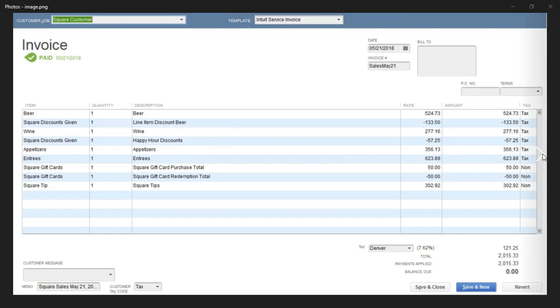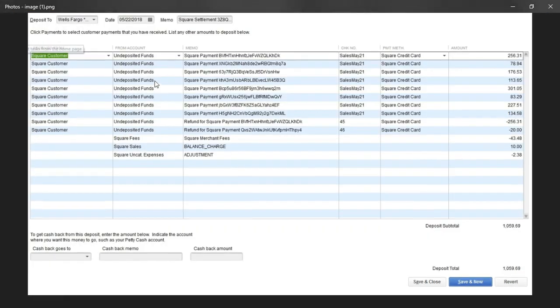With Square, we also transfer over a deposit for the credit card payments, and this deposit will include the Square fees. This concludes the overview for Commerce Sync for Square.